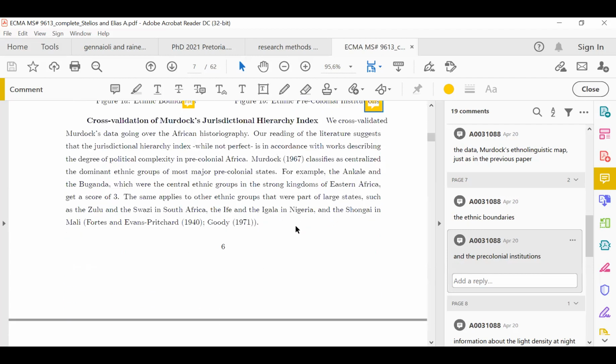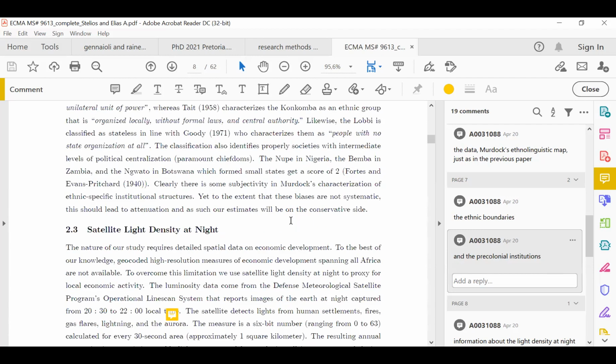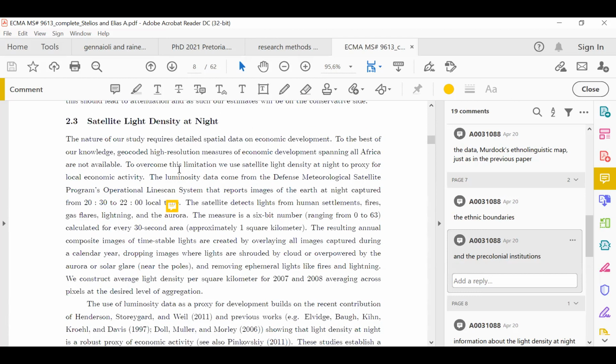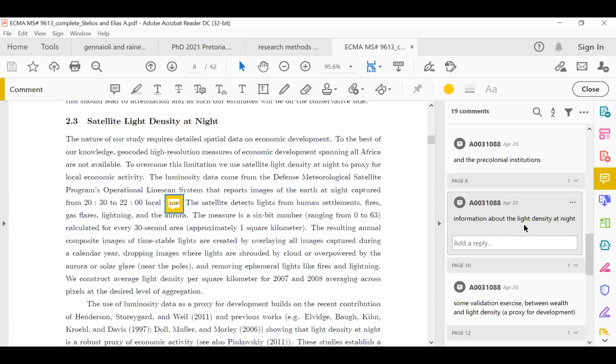What else? And then they talk about satellite light density at night. The luminosity data come from the Defense Meteorological Satellite Program's operational line scan system that reports images of the Earth at night captured from 2013, 22 hours local time. And the satellite detects lights from human settlements, fires, gas flares, lightning, and the aurora. So the satellite can distinguish between different types of light.